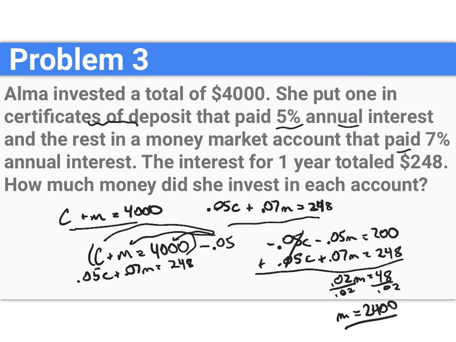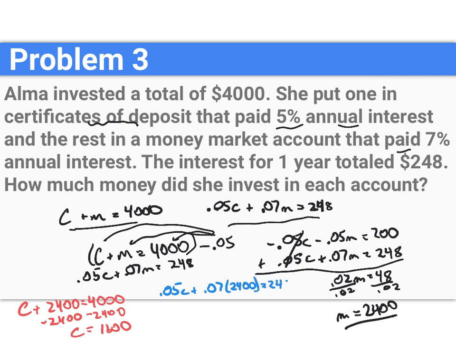So let's see if it works out. C plus 2,400 equals 4,000. Subtract 2,400, and C will equal 1,600. Okay, let's make sure it works in the other equation. 0.05C plus 0.07 times 2,400 equals 248. 0.07 times 2,400 is 168, so 0.05C plus 168 equals 248.